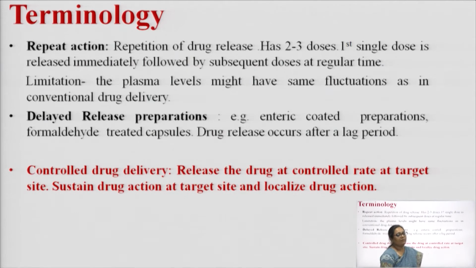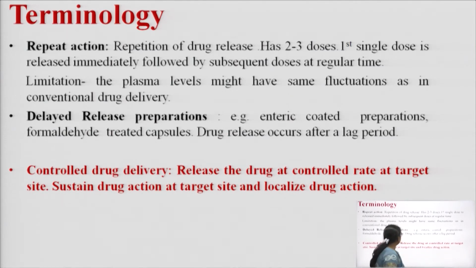Another commonly used term for these preparations is the repeat action preparations. The term itself implies that there is repetition of drug release. This is accomplished because these dosage forms have got 2 to 3 doses of the single dose in a conventional drug delivery system incorporated into them, and they release these doses sequentially. First or the single dose is released immediately after the drug administration. This is followed by subsequent doses being released at regular time intervals.